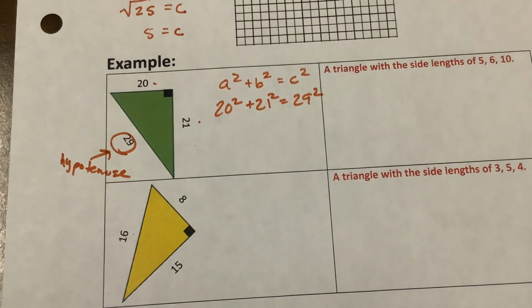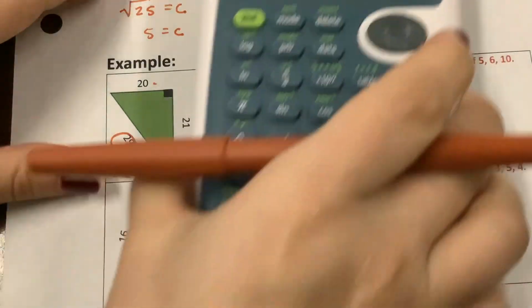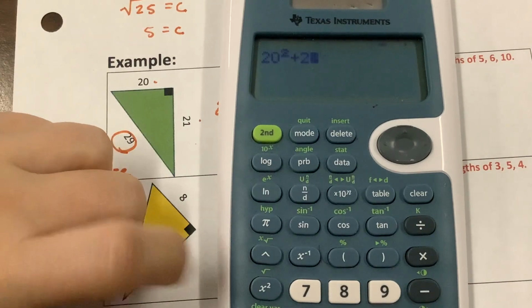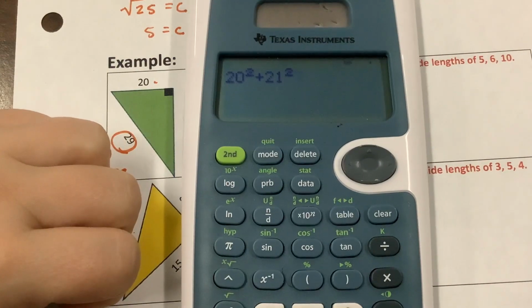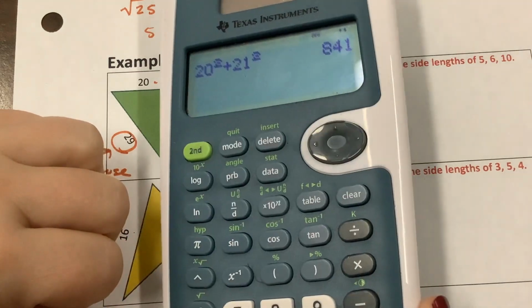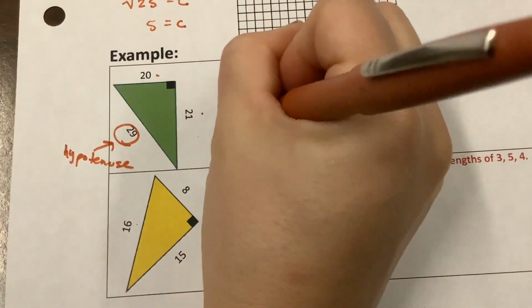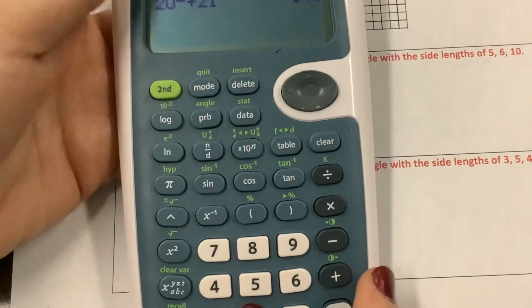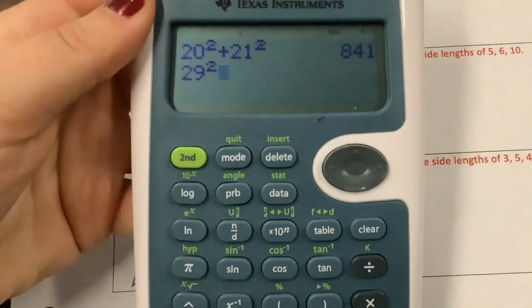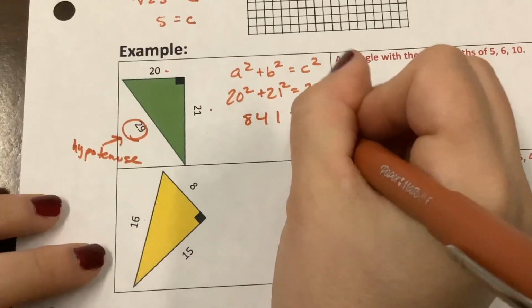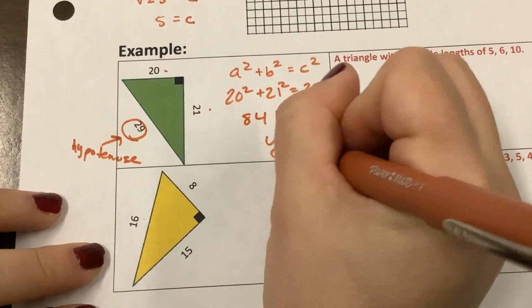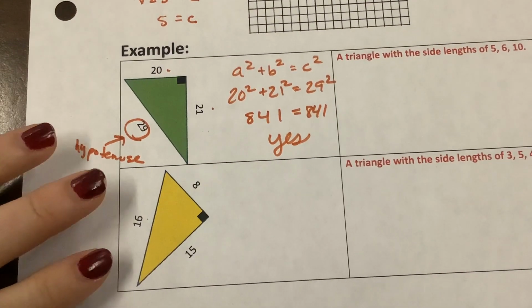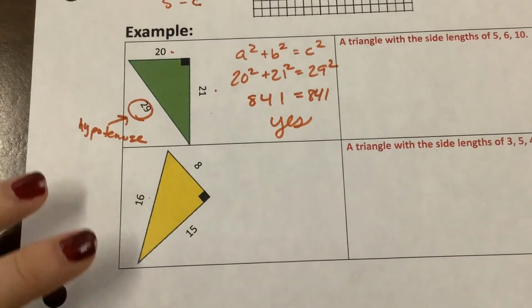Okay, so I would go ahead and type in the calculator 20 squared plus 21 squared. Just like that. It equals 841. And then type in 29 squared to make sure that that is equal to 841. And it is. So if they are equal to each other, then yes, this is a right triangle. Okay, so then the next example.